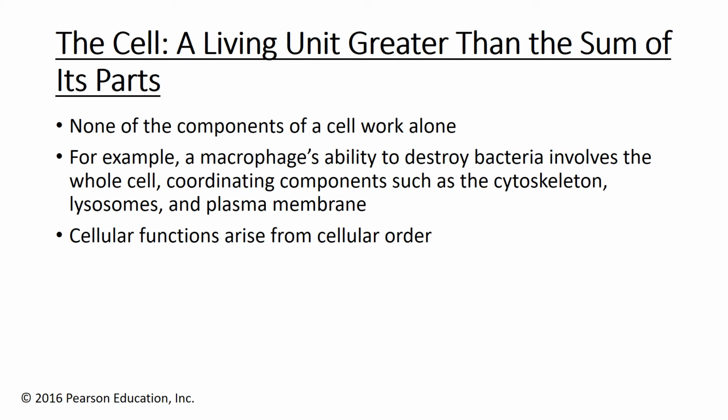So again, these parts are contingent on the one before it doing its job. And then finally, the third bullet point is just saying that there has to be order within a cell in order for the specific functions and roles of all of these organelles to be carried out purposefully.